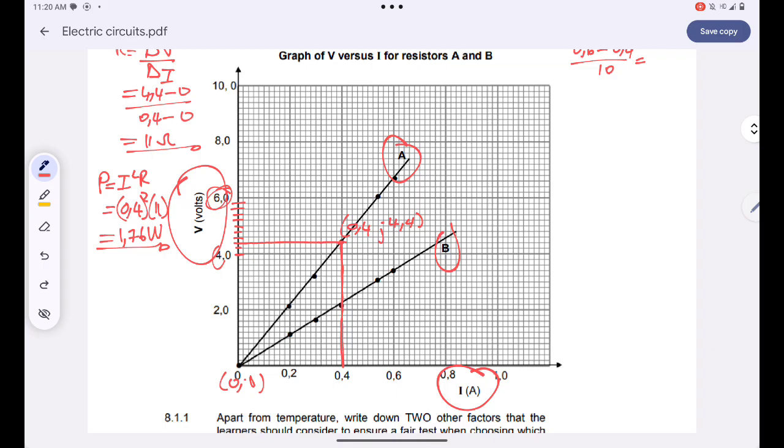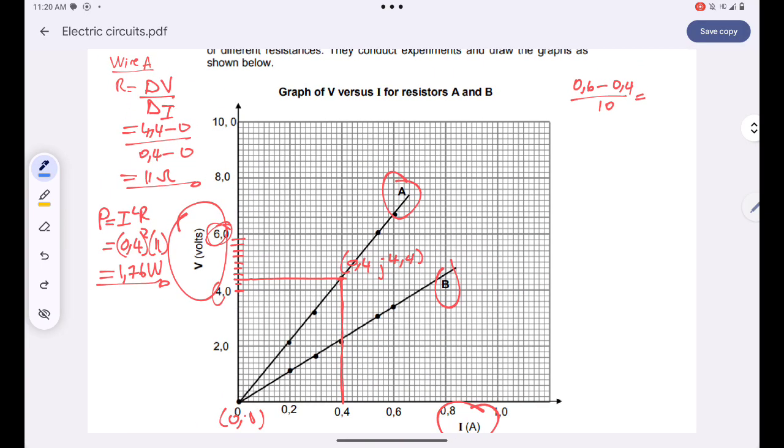Let's see whether wire B will give me the same power or a power which is greater than that one. Do the same thing. Calculate the resistance. Resistance is basically the change in voltage over the change in current. This is my resistance over there.